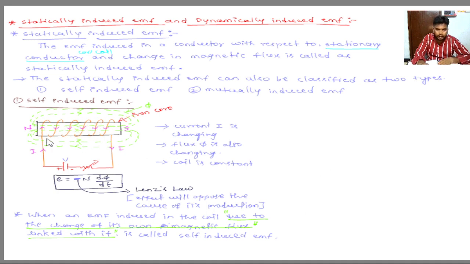See here, I'm considering the coil. In this coil, there is a magnetic flux phi. This change in magnetic flux is linking with this coil only. Therefore, because of the change in magnetic flux with respect to this stationary coil, EMF is induced in this coil, and it is called self-induced EMF. Is this clear? This is about self-induced EMF.